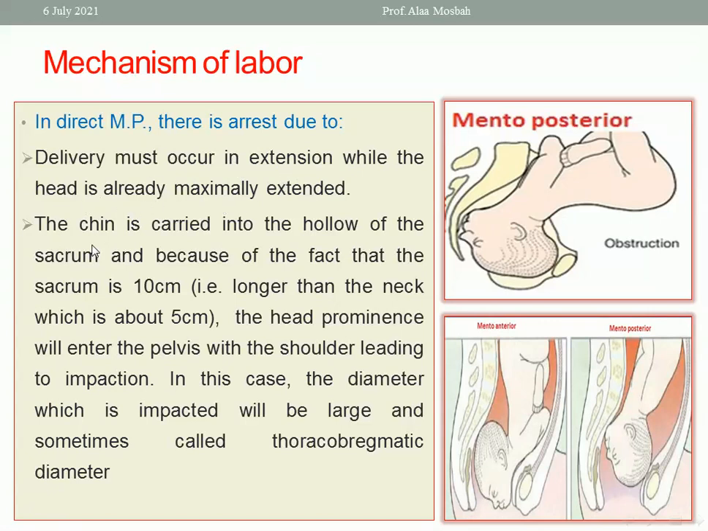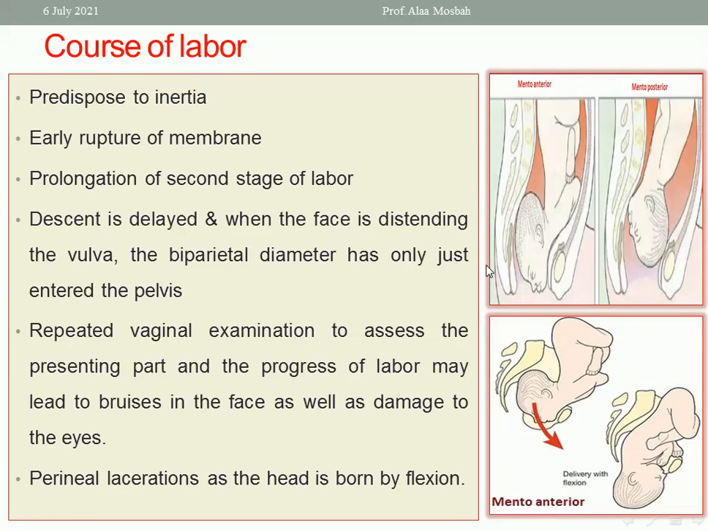I mean that the chin is carried into the hollow of the sacrum, and because the sacrum is 10 centimeters, which is longer than the neck, which is 5 centimeters, the head prominence will enter the pelvis with the shoulder leading to impaction. Okay, the head and the shoulder will be impacted in the pelvis. In this case, the diameter which is impacted will be large, and sometimes we call it the thoracocephalic diameter. This is the shoulder with the head.